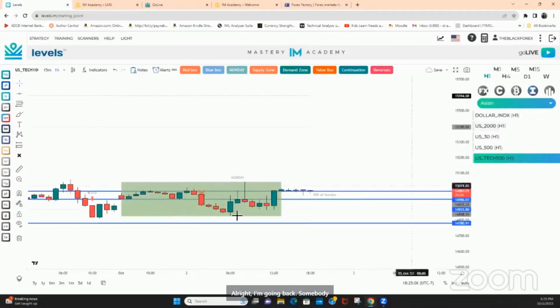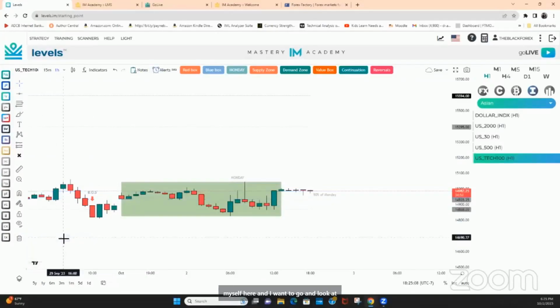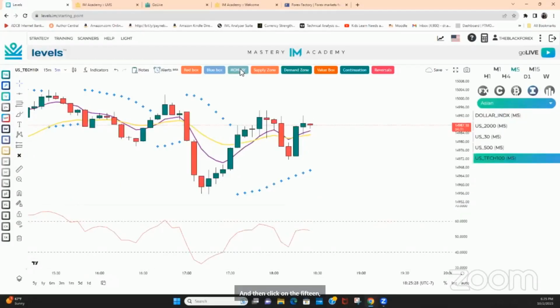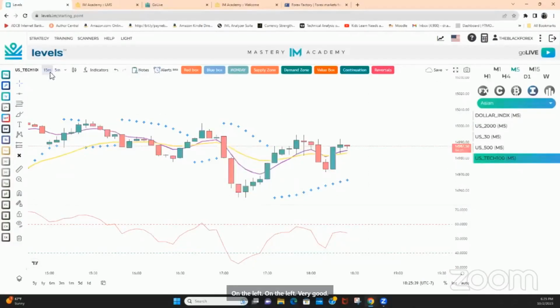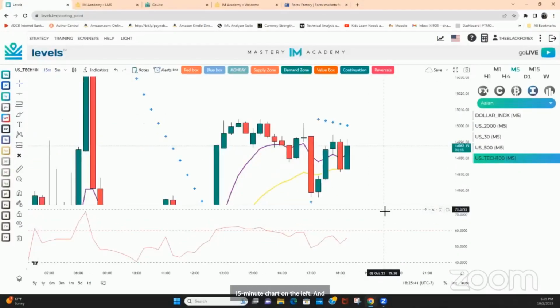All right, I'm going back. Somebody tell me what I need to do if I find myself here and I want to look at the M5 strategy. Click on M5, on the left or the right? The right. Okay, I'm going to click on M5. What do I need to do now? Click on the 15, which is already checked. The 15 on the left. Very good. So now I'm going to get on the 15-minute chart on the left.